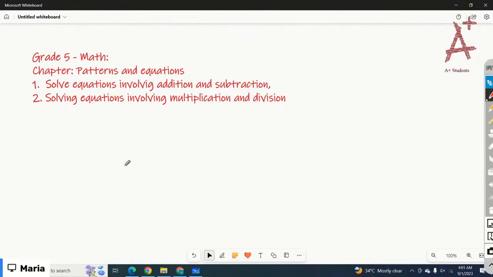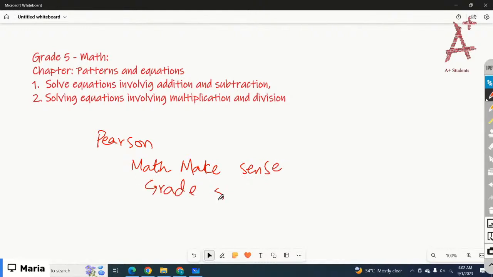So we're working on the book Pearson Math Makes Sense grade 5. We are working on chapter 1, that is patterns and equations, and the lessons we're going to cover today are solving equations involving addition and subtraction and solving equations involving multiplication and division. So let's just start with the lesson.